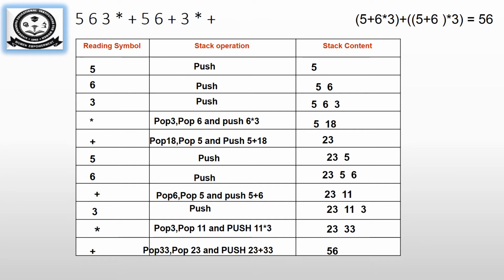Your next operator will be star. So you pop 3 and 11. You perform 11 into 3 and push 33 into the stack. Finally you have plus, so it will be 23 plus 33 and push the result 56. Finally my stack contains only one value, which is 56.